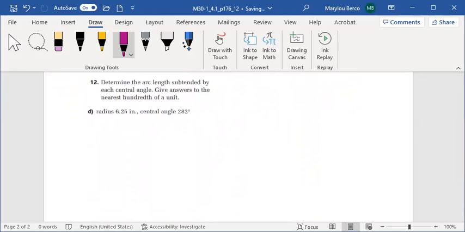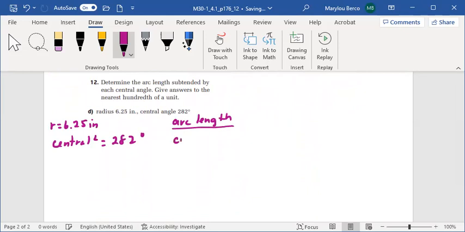D. Radius is 6.25 inches and central angle is 282 degrees. Using our proportions again, arc length over circumference equals central angle over complete rotation.